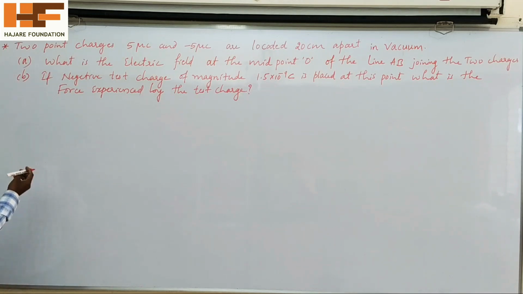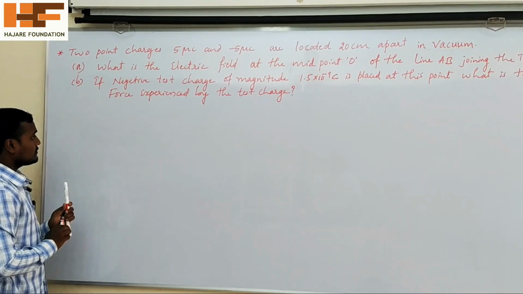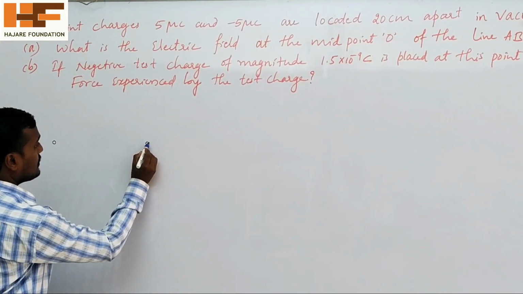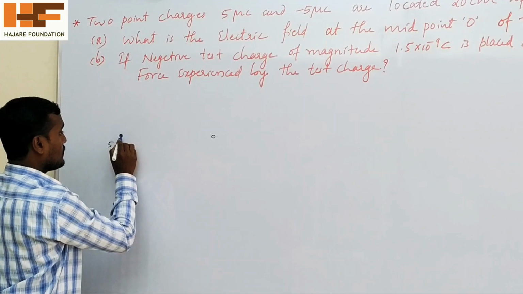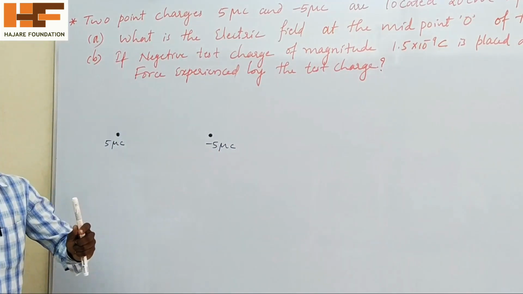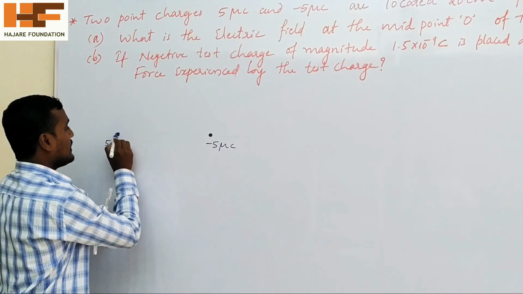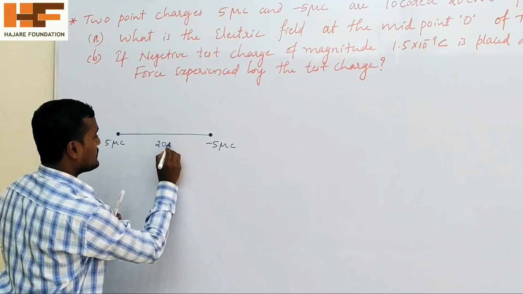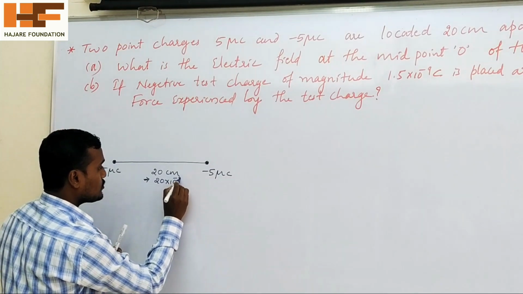Okay, now what is given here? Then what is the problem? They gave two point charges, 5 microcoulomb and minus 5 microcoulomb. Here, these two charges have equal magnitude and opposite sign, which means this is nothing but a dipole, because these two charges are separated by a small distance, that is 20 centimeter apart. 20 centimeter, or this is 0.2, or you can say 20 into 10 to the power of minus 2 meter.